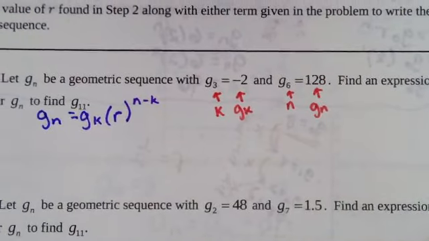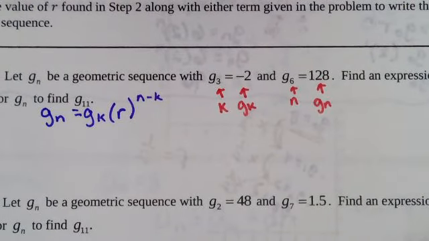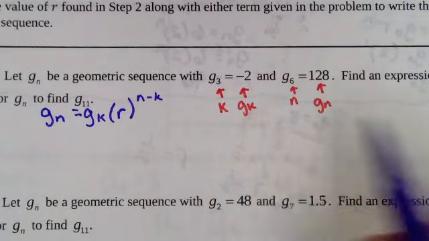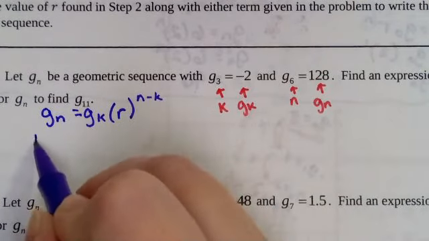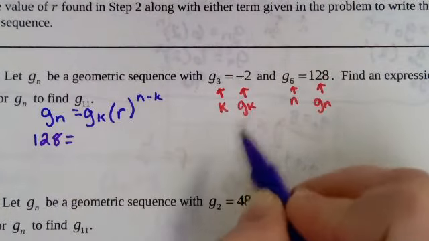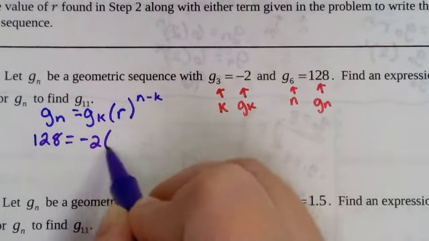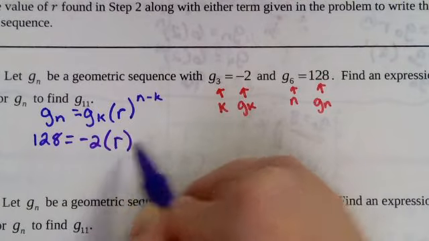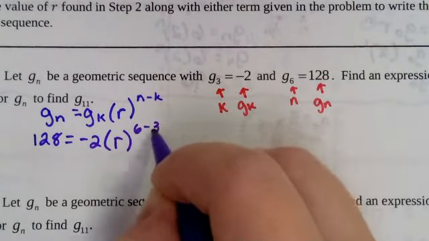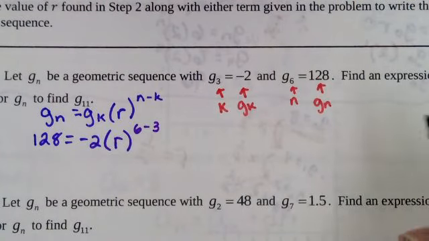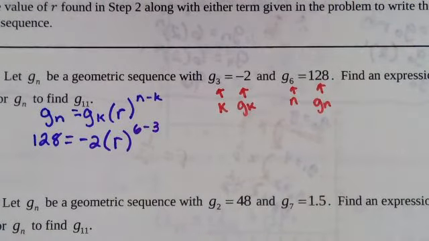Okay, so we're going to plug in these values and figure out what that common ratio is, because that's something I'm missing and it is a key piece. So I'm going to plug everything in. We have 4 values here. We're going to plug in g sub n, which is 128. G sub k is -2. We don't know r, but we said n was 6 and k is 3. So we're able to go on a little journey here to find what the ratio would be.